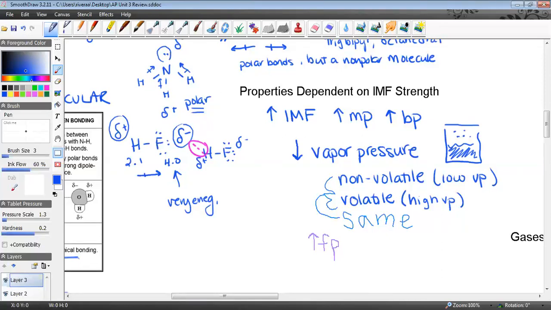When we look at the heating curve, that'll help make a little bit more sense. Okay, thank you. Okay. Yeah, sure.